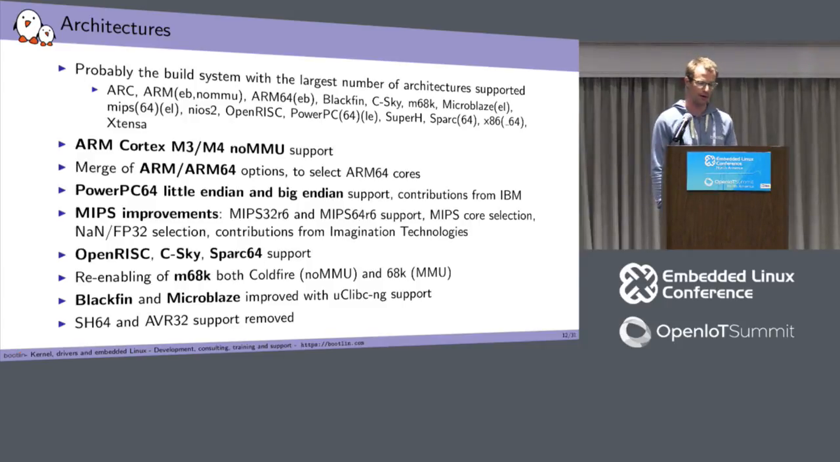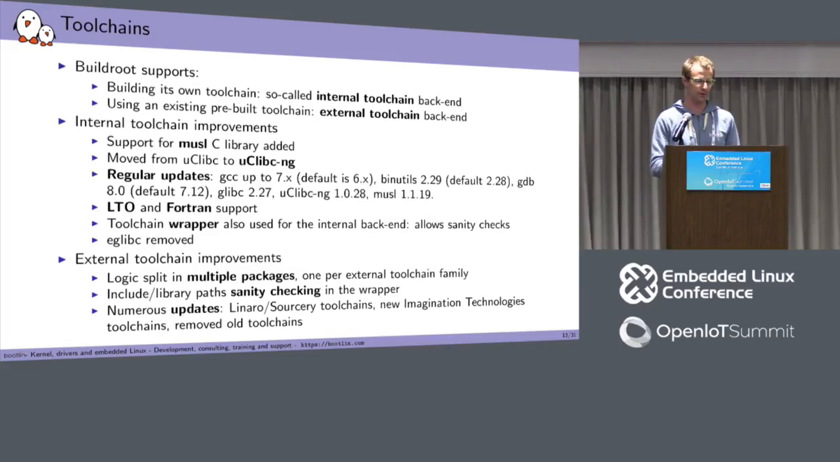M68K, Blackfin, and MicroBlaze have been improved. And we've dropped a bunch of architectures, and I think Blackfin is on the list for being removed as well in the near future, because it's going to be dropped from the upstream kernel in the fairly near future.